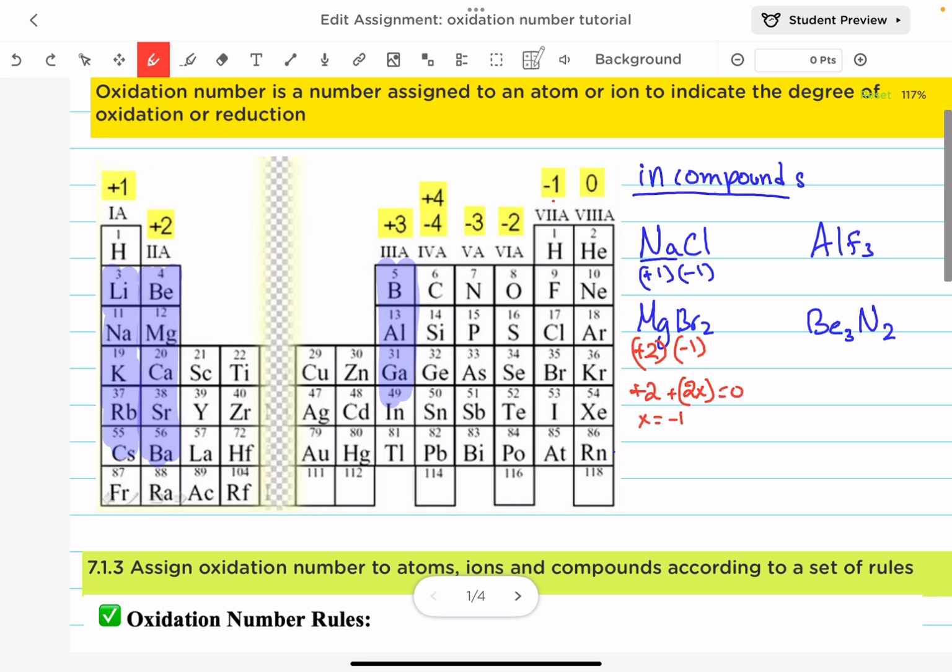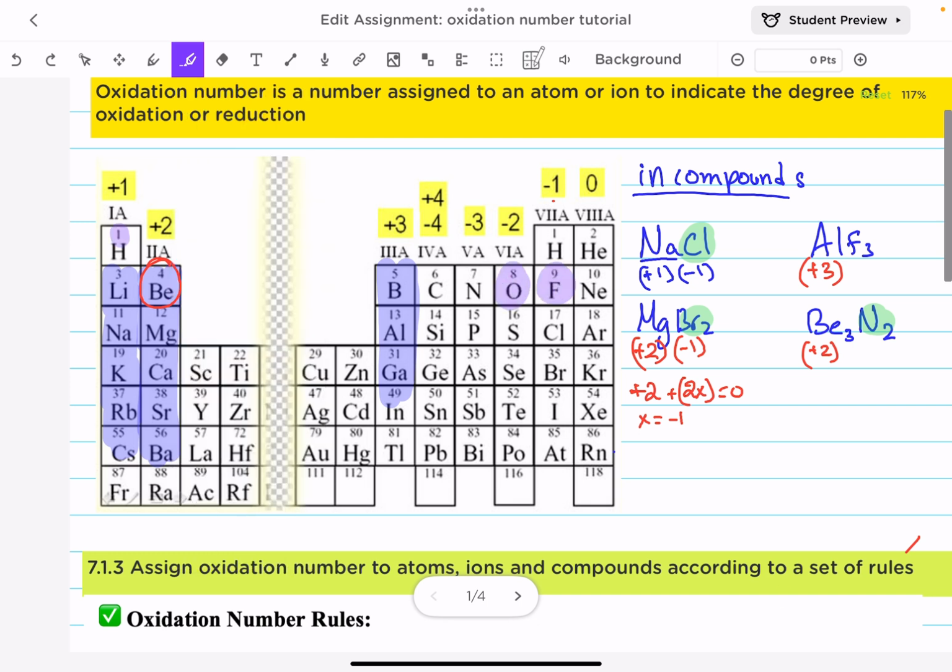AlF3. Al belongs to group 13. So the oxidation number of Al is 3. And Be belongs to group 2. So the oxidation number of Be is positive 2. As for Cl, Br, and N, in compounds, their oxidation number is not always the same. So we need to solve it. I'll give other examples to explain how to find the oxidation number of these elements. Now we continue.